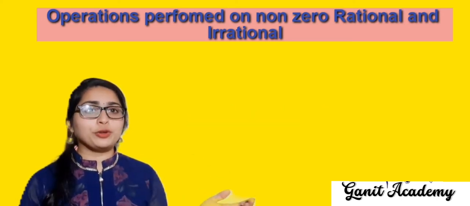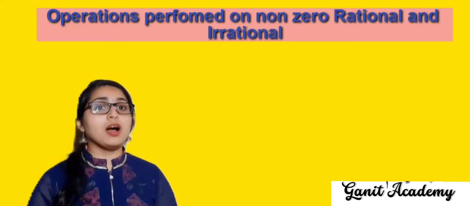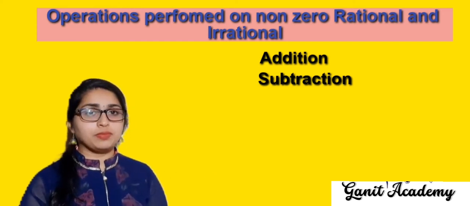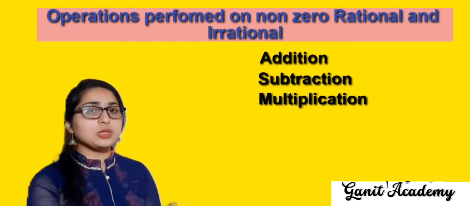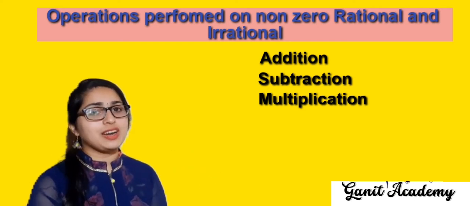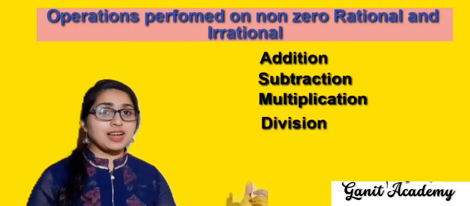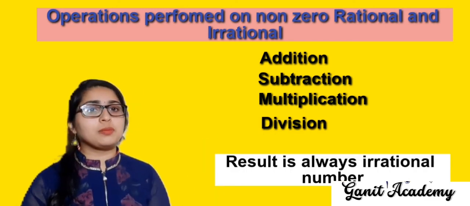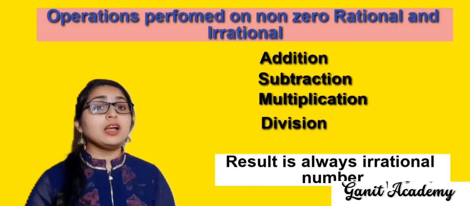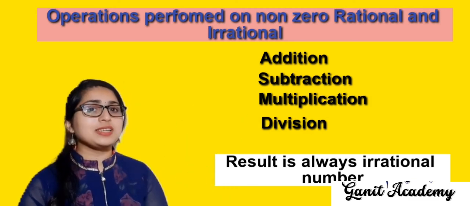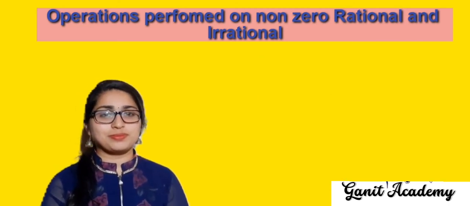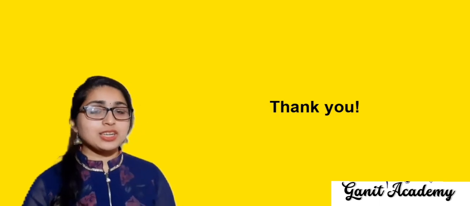So whatever you are going to do, you are going to get an irrational number. Rational number times irrational number gives an irrational number. Rational number plus irrational number gives an irrational number. Rational number minus irrational number gives an irrational number. Non-zero rational number divided by irrational number also gives an irrational number. So this is all about the operations performed on irrational numbers.